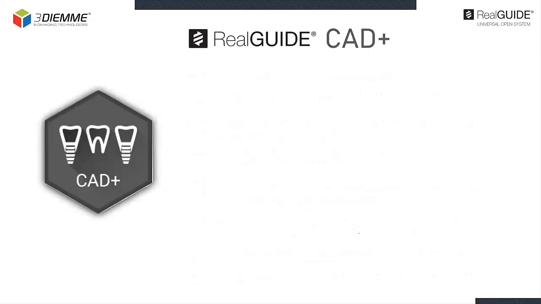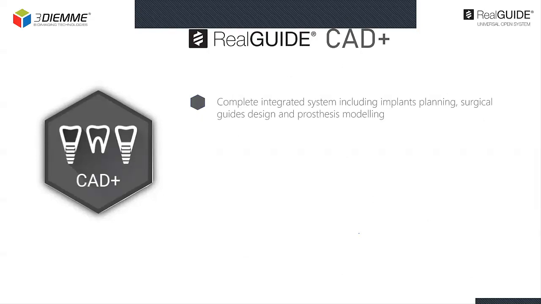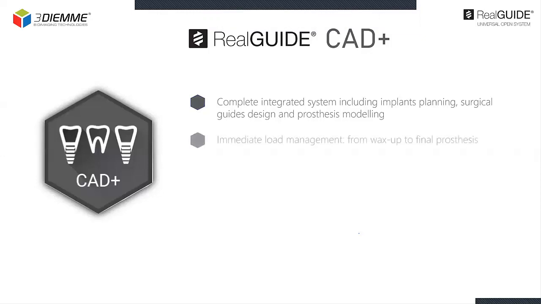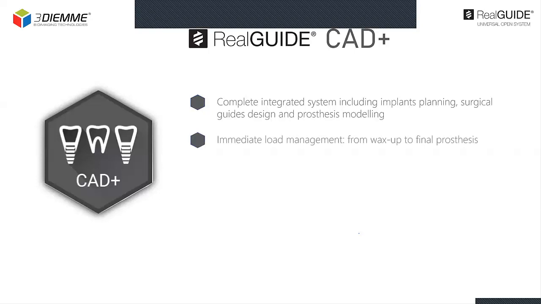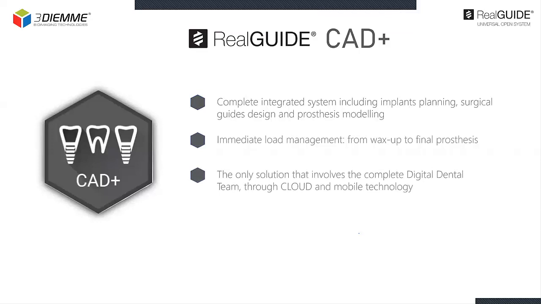Finally, the complete Real Guide CAD Plus module, which actually includes two softwares, both implant and prosthetic planning, includes all the previous modules in a single solution with the following features. Complete integrated system, including implant planning, surgical guide design, and prosthetic modeling. Immediate load management from wax-up to final prosthesis. And it's the only solution that involves the complete digital dental team through cloud and mobile technology.